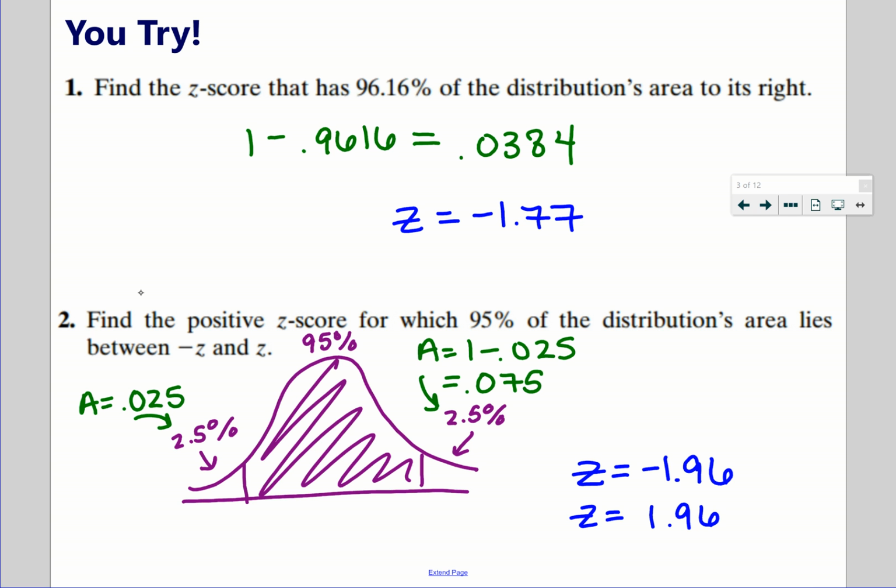If 2.5% is to the right, I have to subtract from 1 to get 0.975. And then when you search for that, you should get a positive 1.96. You'll see symmetry with those z-scores because we have symmetry in our normal distribution. Any questions on those? Nada? No? Okay.